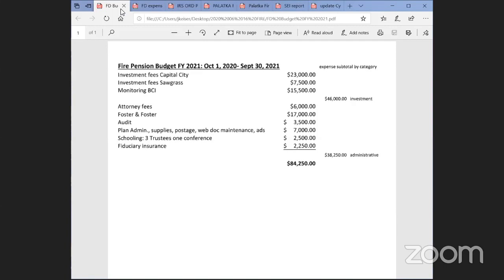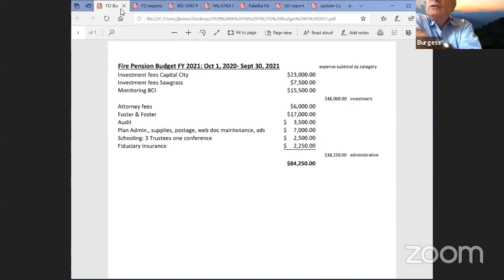But these are estimates of the different expenses that will probably be happening in fiscal year 2021. I've grouped them by category over on the right too, so you can see what the investment expenses are versus the administrative expenses. And I still have in the budget schooling for three trustees, one conference. In hopes that we'll be going to conferences again. Yeah, hopefully.